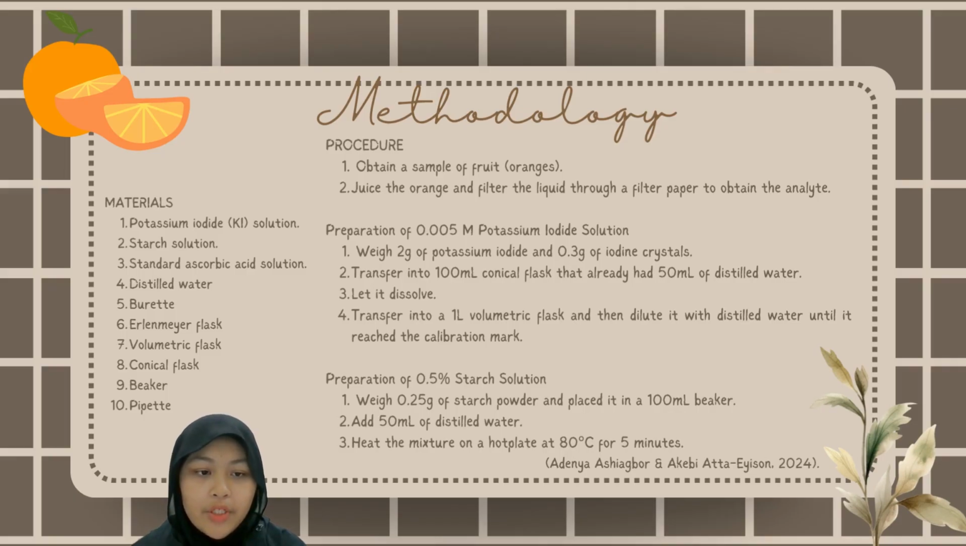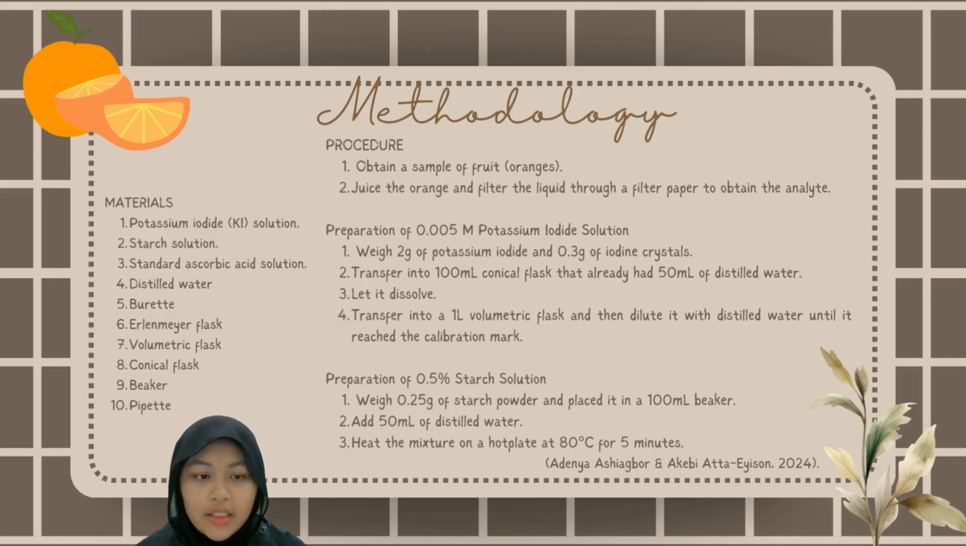And for the preparation of 0.005 molarity of potassium iodide solution, you have to weigh 2 grams of potassium iodide and 0.3 gram of iodine crystals, and transfer it into a 100 ml conical flask that already had 50 ml of distilled water. Let it dissolve and transfer it into a 1 liter volumetric flask, and then dilute it with distilled water until it reaches the calibration mark.